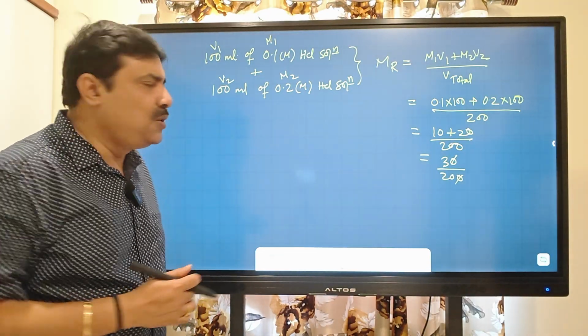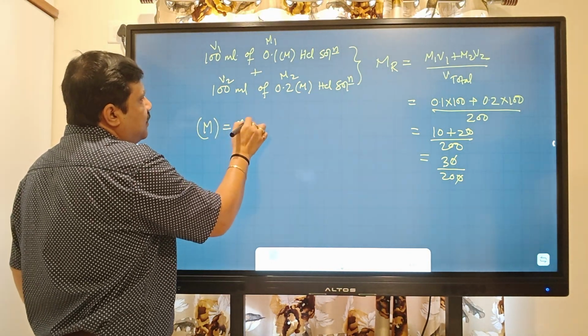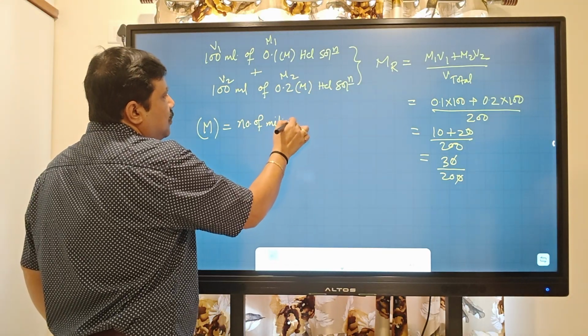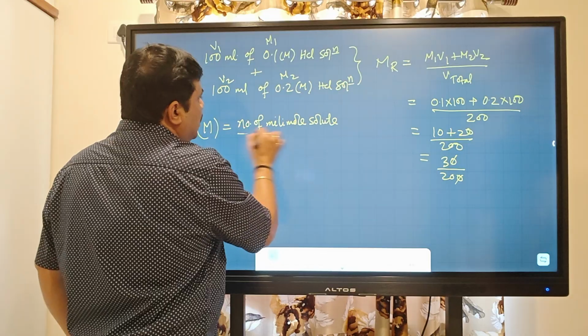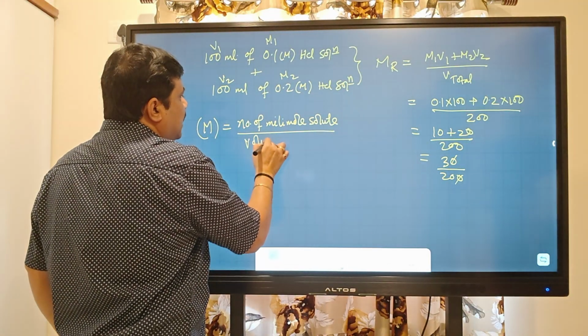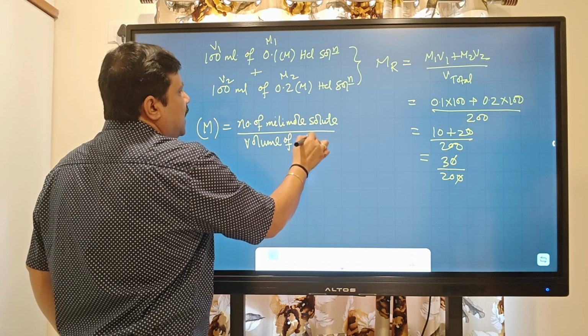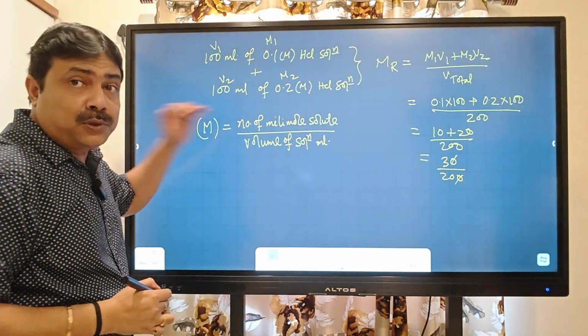I just taught you, molarity can also be defined as the number of millimoles of solute divided by the volume of solution in ml. The volume of total solution in ml also gives you molarity. This is called the millimole approach.